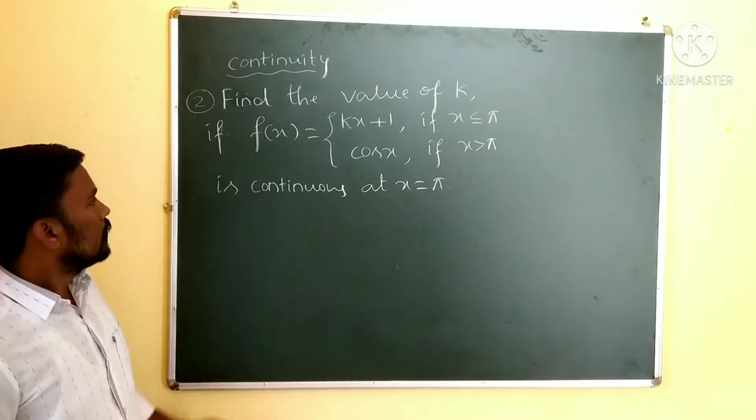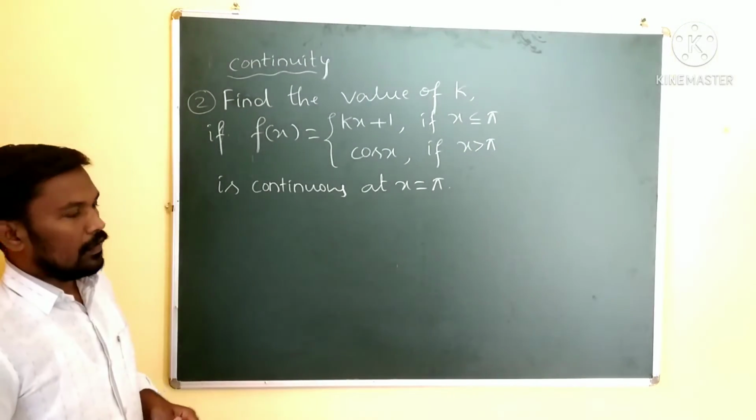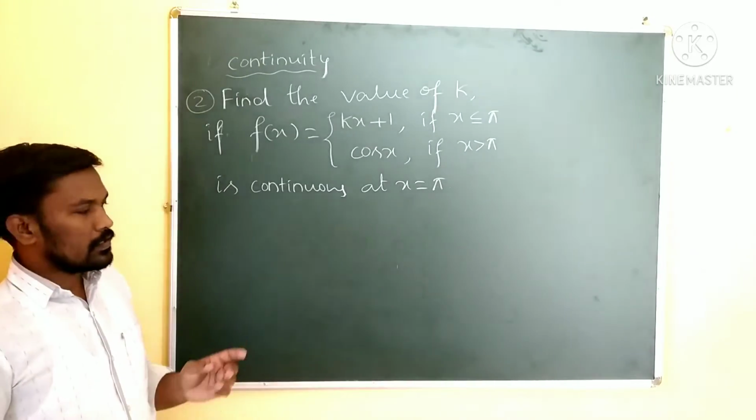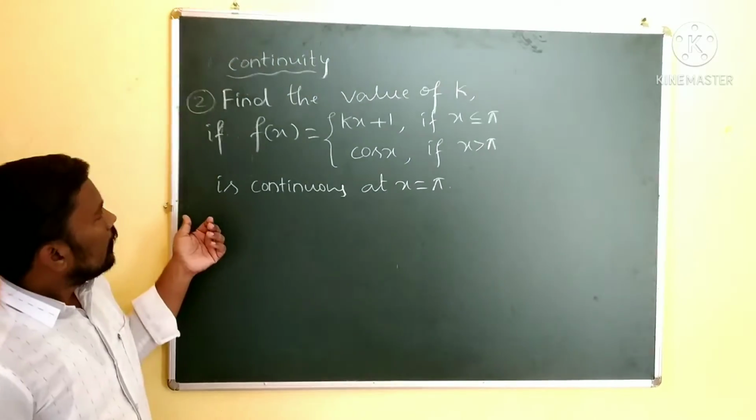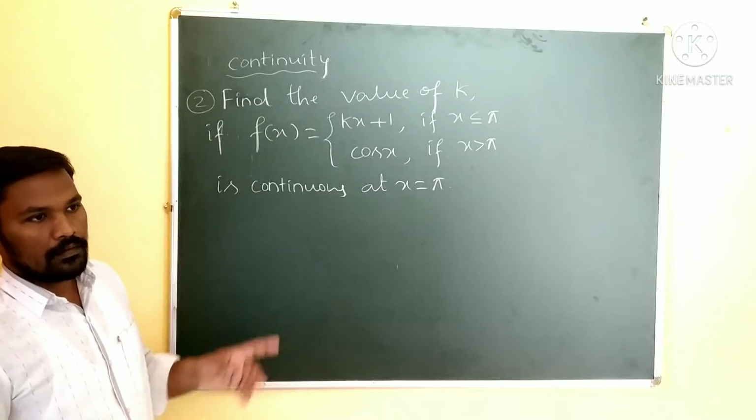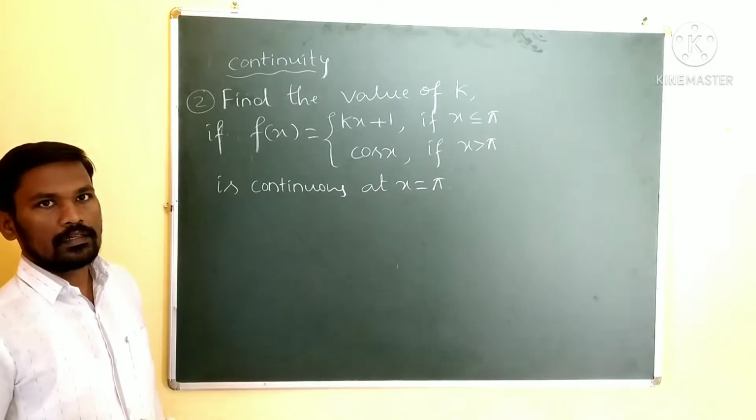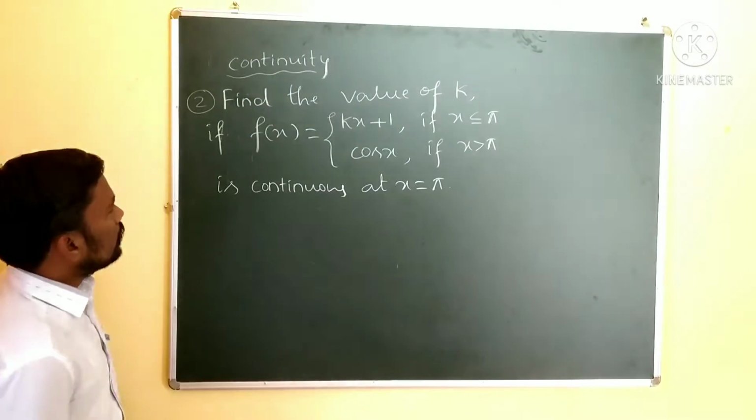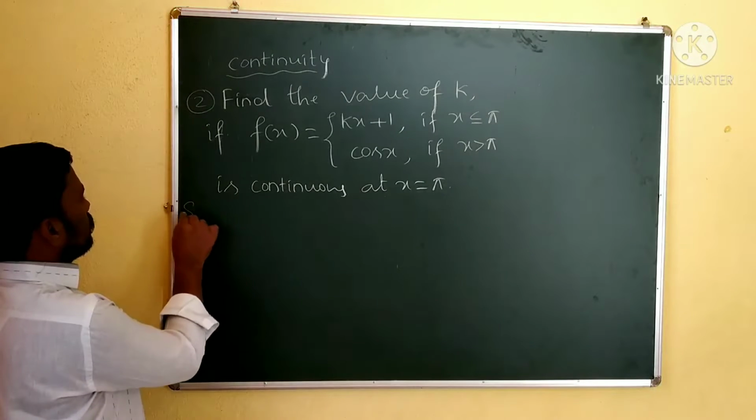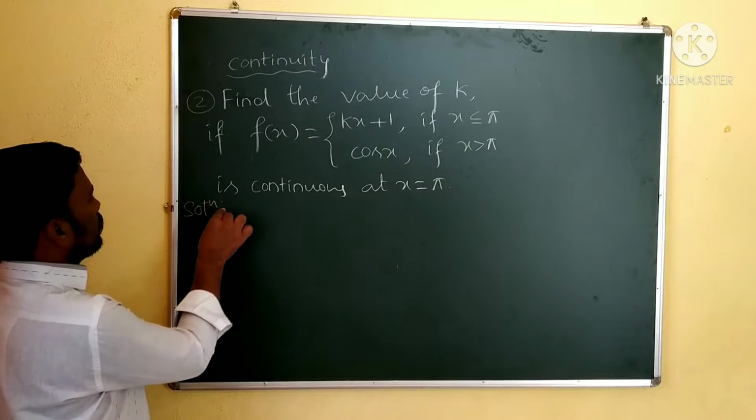So look at the next question. It is also very important. I will discuss a total of 6 questions. Yesterday I solved the first question, that is f of x is equal to k cos x divided by pi minus 2x. So look at the second question, a similar type of question again.